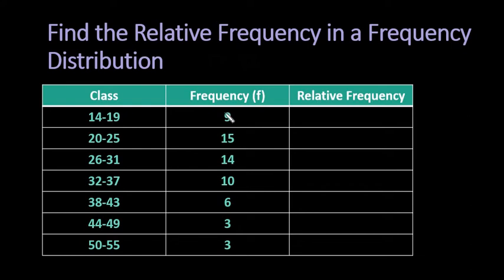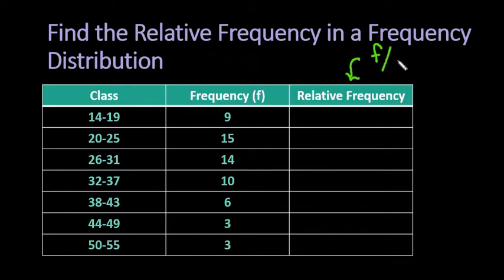Hi, for this video what I want to do is show you how to find the relative frequency in a frequency distribution using the TI-Nspire graphing calculator. In order to find the relative frequency, we must first find each individual frequency. I already found those for you. They are listed out here.